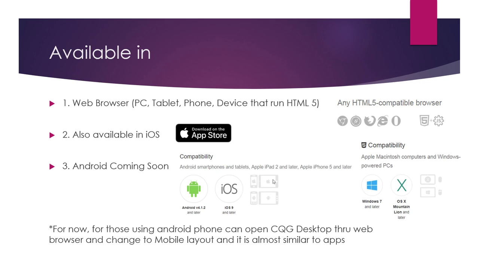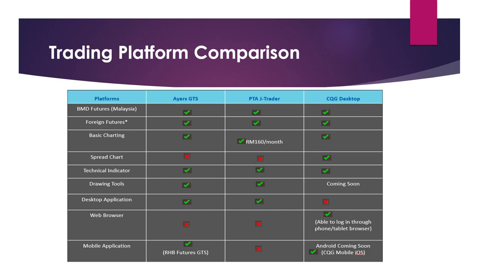First of all, we go to the trading platform comparison. As you know, in RHB you have ASGTS, JTrader, of course. A lot of people know JTrader, and CQG Desktop. CQG Desktop, of course, you can trade local and foreigns.